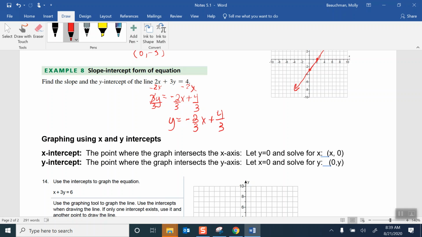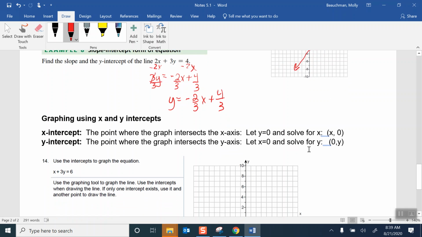And if we wanted to, we could graph by starting with the y-intercept of (0, 4/3), and then using the slope. This is negative this time, so we could count down 2 to the right 3, or you could use the negative on the bottom and count up 2 to the left 3. Either way, you'll get the same thing.